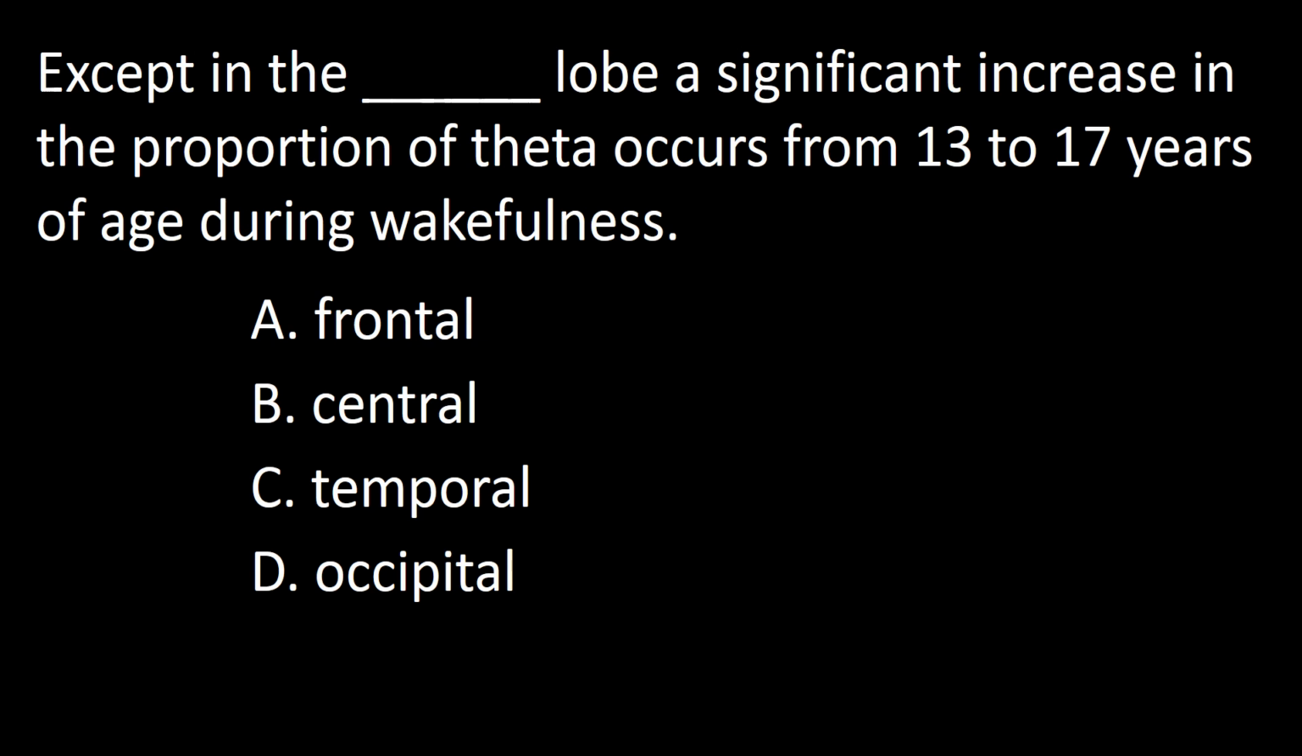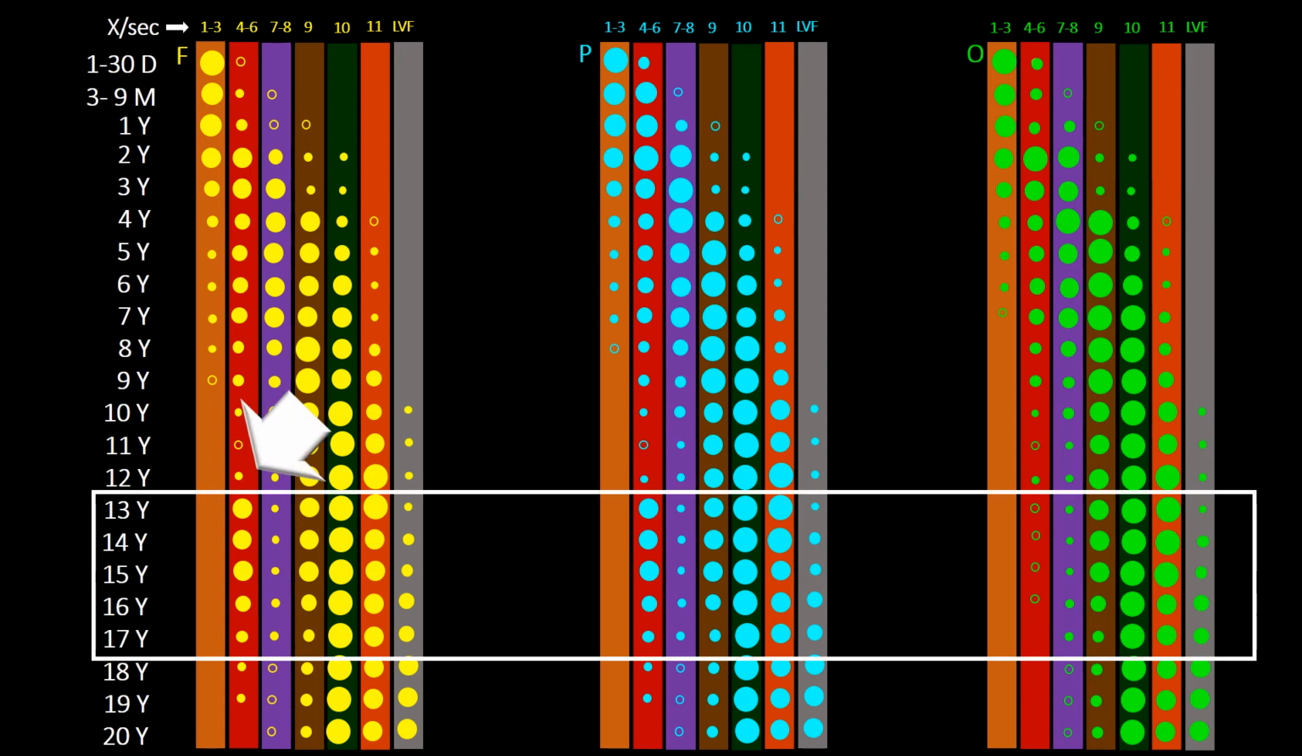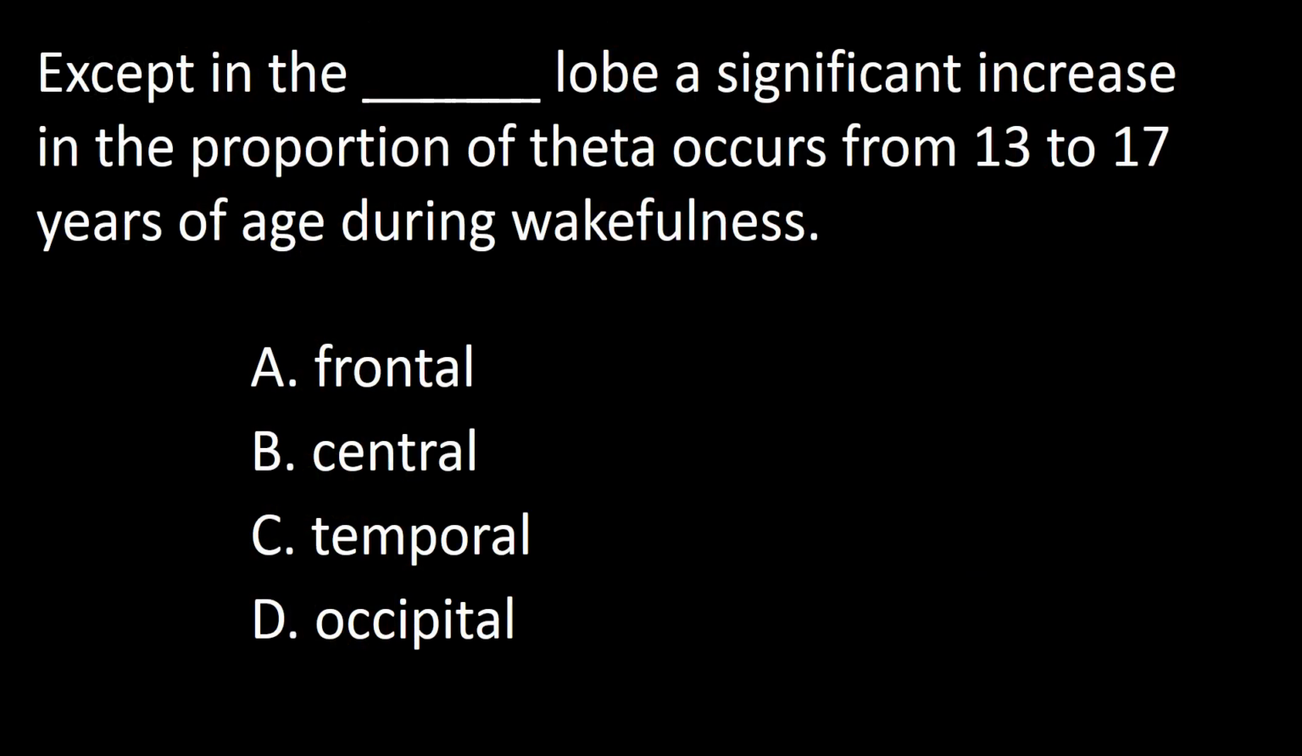Next question. Except in the dash lobe, a significant increase in the proportion of theta activity occurs from 13 to 17 years of age during wakefulness. A frontal, B central, C temporal, D occipital. This is again going back to the master chart that I have been showing you through this talk. As you can see, from 13 to 17 years of age during wakefulness, a resurgence of theta activity occurs at the frontal and parietal region. But this doesn't happen in the occipital region. So the answer to this question is D.